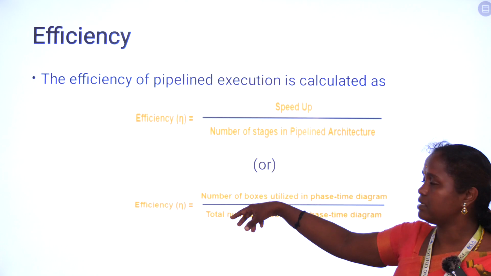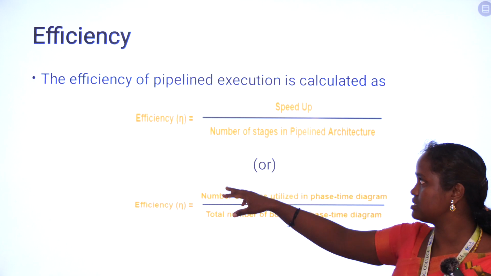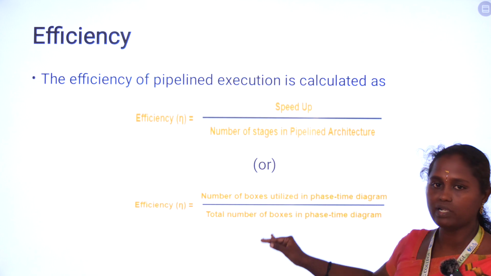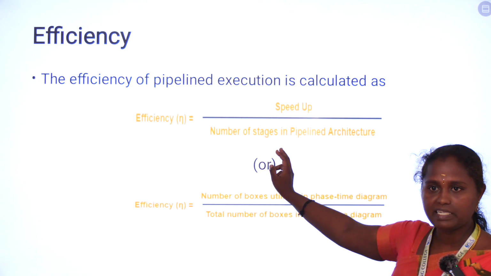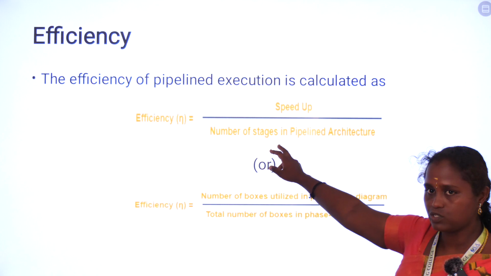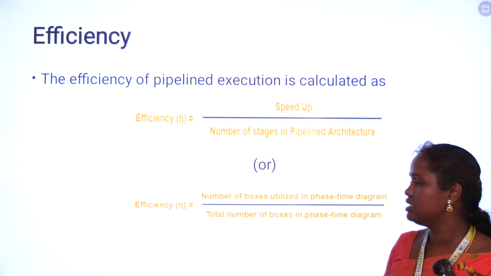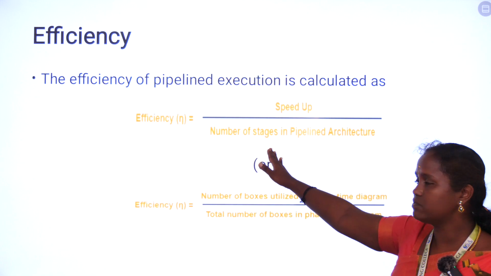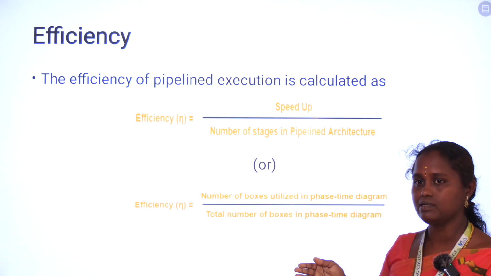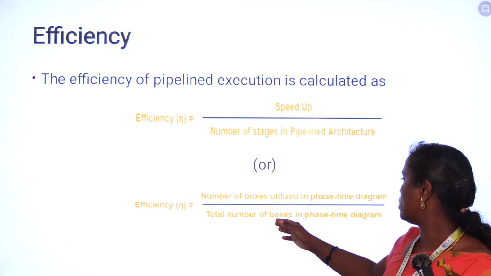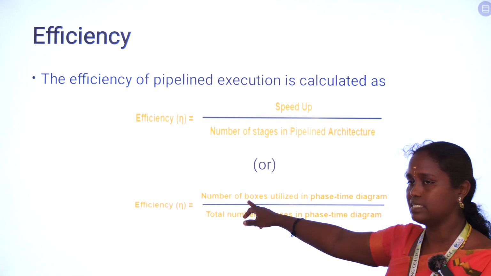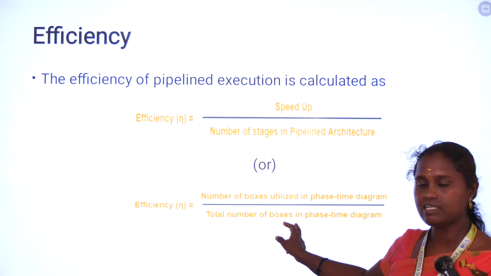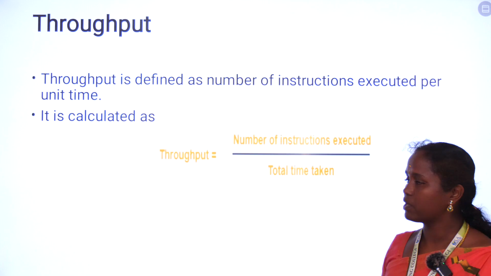So what's the next performance criterion? Next thing is efficiency. So here the efficiency of pipeline execution is calculated as: efficiency is equal to speed up divided by number of stages in pipeline architecture. As I already told, there will be different stages, it depends on the processor, right? Or else we can find out the efficiency based on the number of boxes utilized in the phase time diagram divided by the total number of boxes in the phase time diagram.